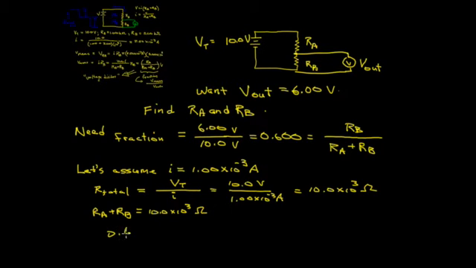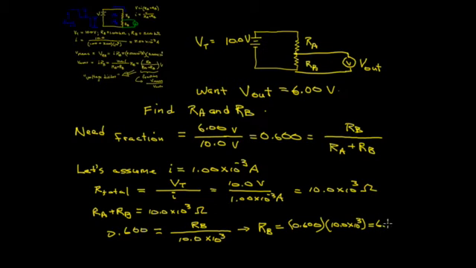Our fraction of 0.600 is the ratio of RB over 10,000 ohms. By rearranging, we get that RB is equal to the product of 0.6 times 10,000, or 6,000 ohms. And RA is just the difference between our total, 10,000, and the 6,000 ohms, or 4,000 ohms.